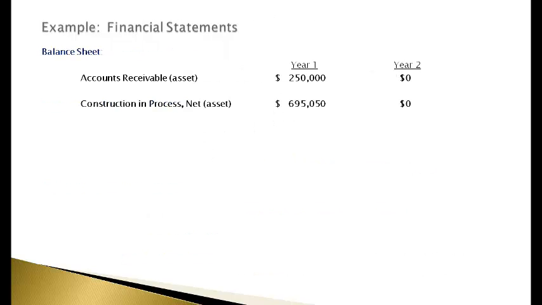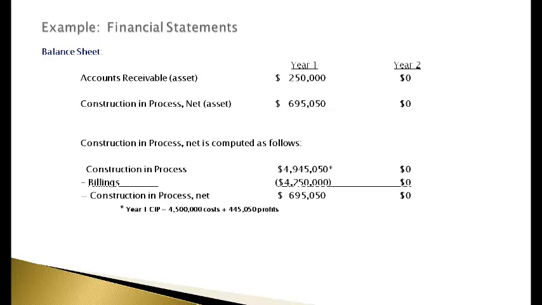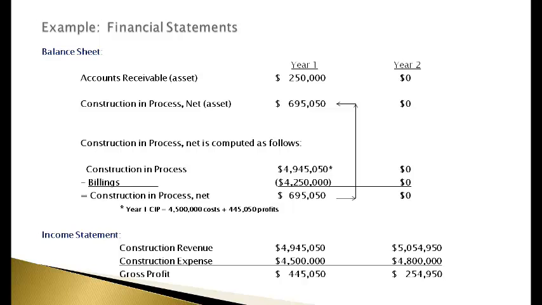Accounts receivable, construction in process, and billings are balance sheet accounts. The balance in the construction in process account and the balance in the billings account are offset and reported net on the balance sheet. In year 1, the construction in process is greater than billings, and the net is reported as the asset CIP. The income statement reports the revenue and expense accounts and the resulting gross profit. Nothing is reported on the balance sheet at the end of year 2 because the project has been delivered to the customer and nothing is owned or owed.